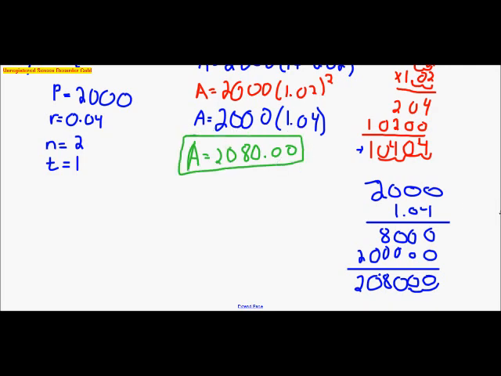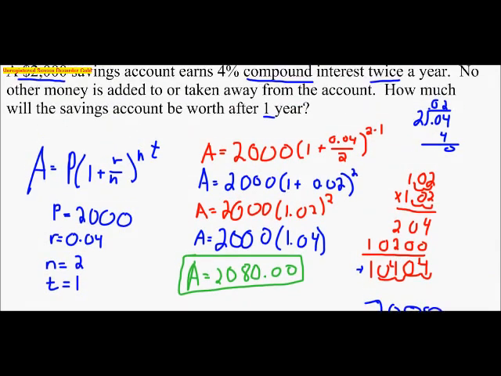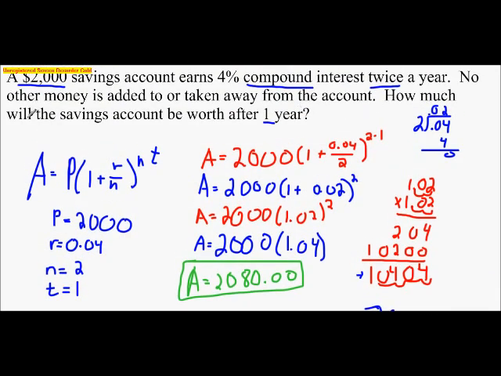And so what does that tell us? What are we trying to find here again? We're saying how much will the savings account be worth after 1 year? So if we put $2,000 in a savings account that earns 4% compound interest, after 1 year we'll have gained $80, or our total amount will be $2,080. Okay? So that's a compound interest problem.